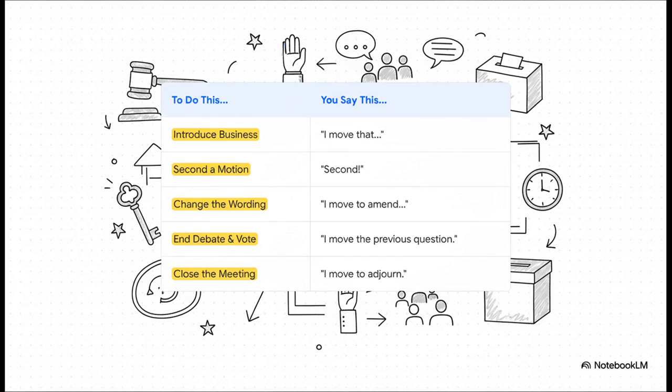And here is your cheat sheet. This is the magic language that makes it all click. Want to bring up an idea? I move that. Need to tweak it a bit? I move to amend. Tired of talking and ready to vote? I move the previous question. As parliamentarian, you'll help everyone get comfortable with these simple but really powerful phrases.